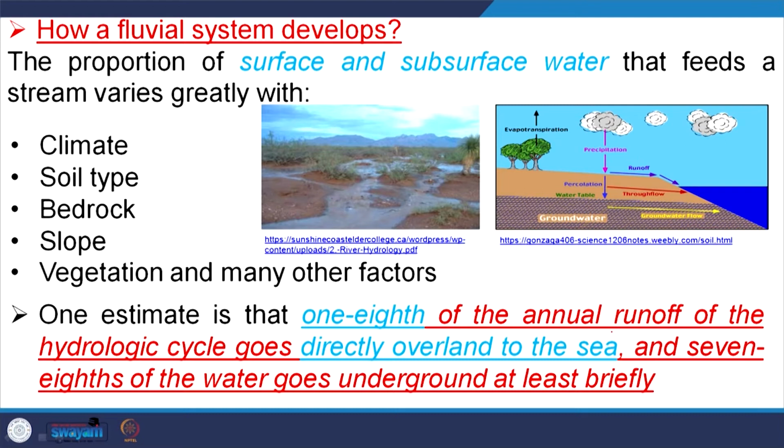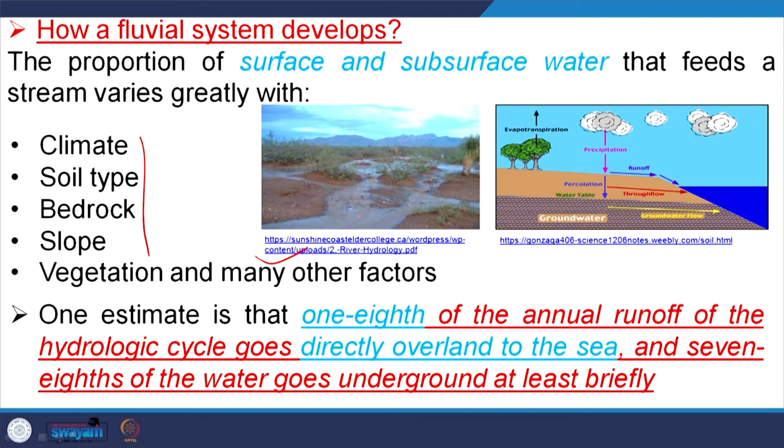How does a fluvial system develop? We have discussed these characteristics of the fluvial system. Now, the question arises, how does a fluvial system develop? The proportion of surface and subsurface water that feeds a stream varies greatly with climate, soil type, bedrock, slope, vegetation and many other factors. These are the prominent factors, and some other factors are also there. Once we say a river, a flowing stream, not only surface water but subsurface water also contributes to the system. So, that is why a river or stream can be called an influent or effluent river. We will talk later about what influent and effluent rivers are.